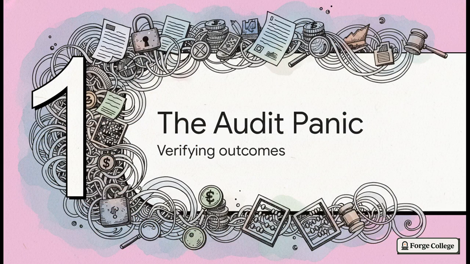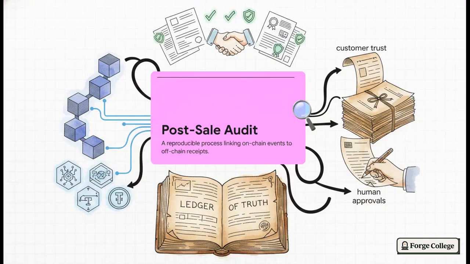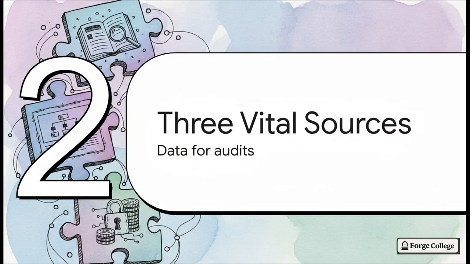Okay, jumping right into part 1, the audit panic, verifying outcomes. So, the token sale's finished, refunds are processed, but now you have to rigorously answer to the accounting teams, and they need hard, verifiable evidence. But listen, a post-sale audit isn't just some dry, boring accounting chore. It is a reproducible aggregation process that directly links on-chain events to off-chain receipts and human approvals. Really, it's the ultimate ledger of truth, proving beyond a shadow of a doubt that your smart contract actions were entirely legitimate.